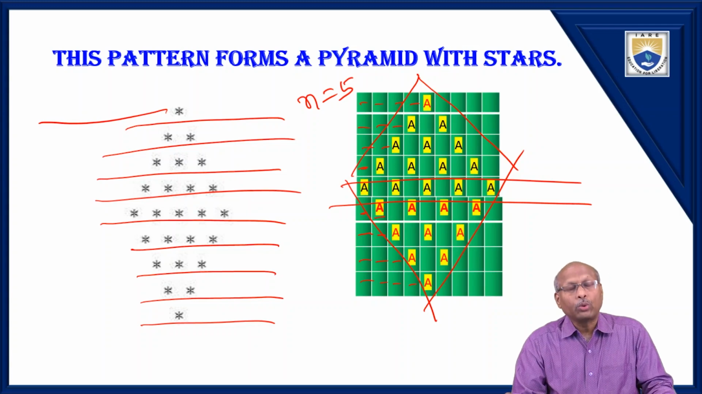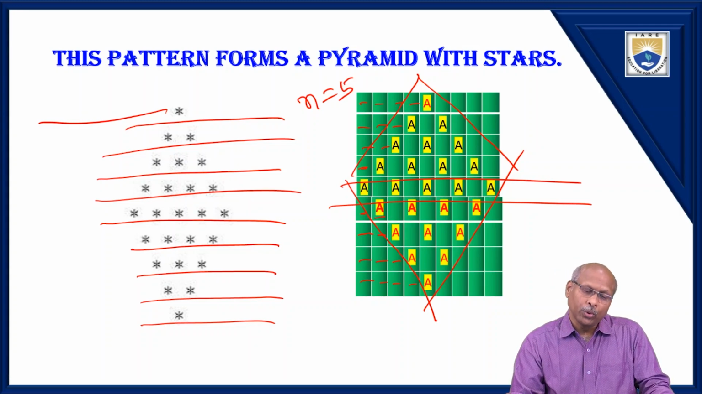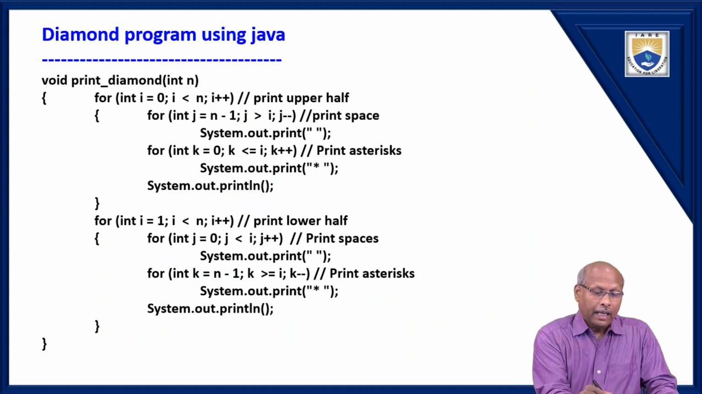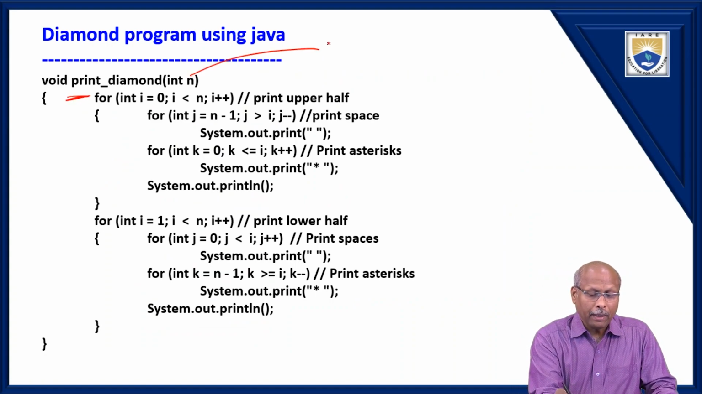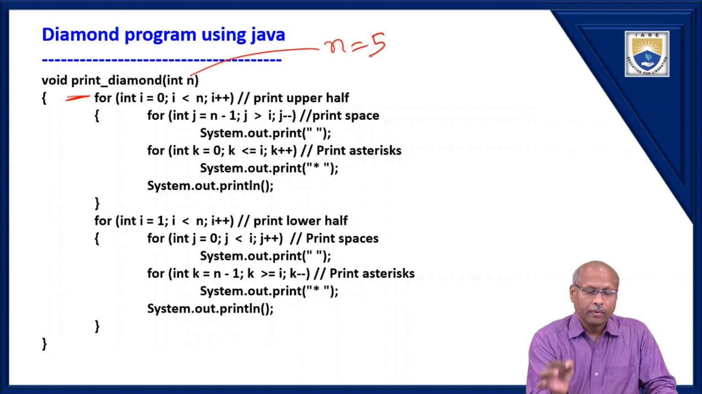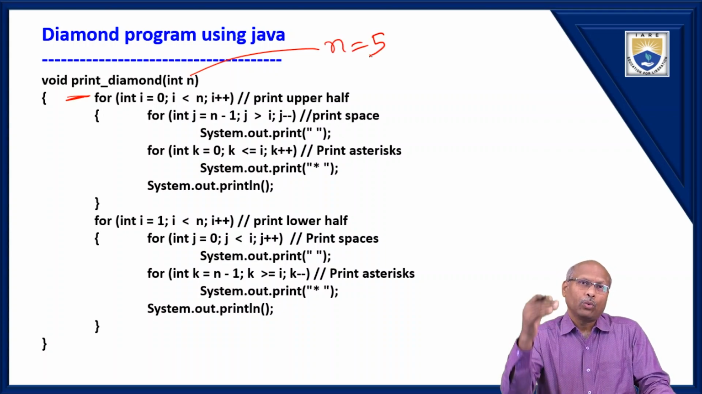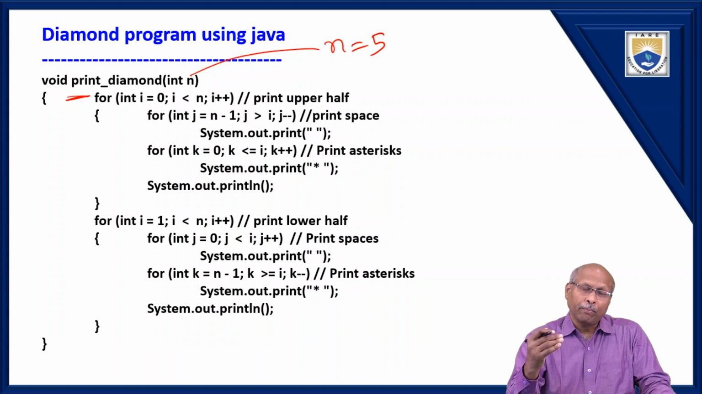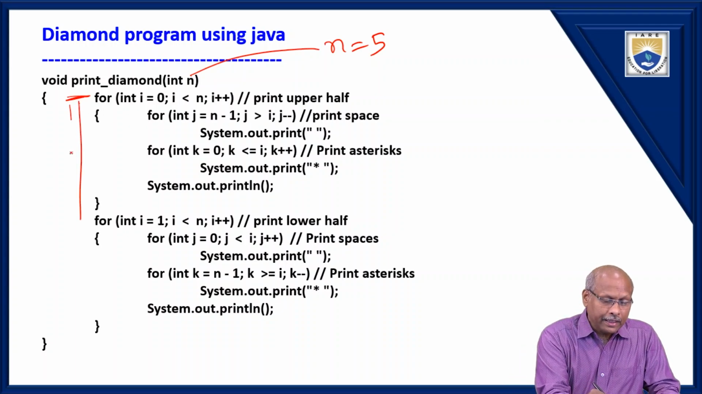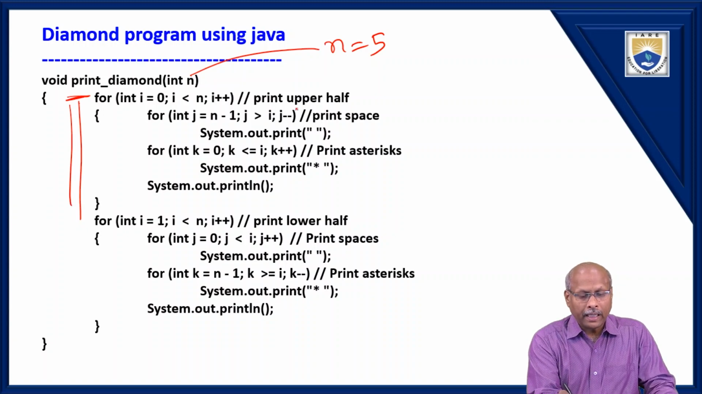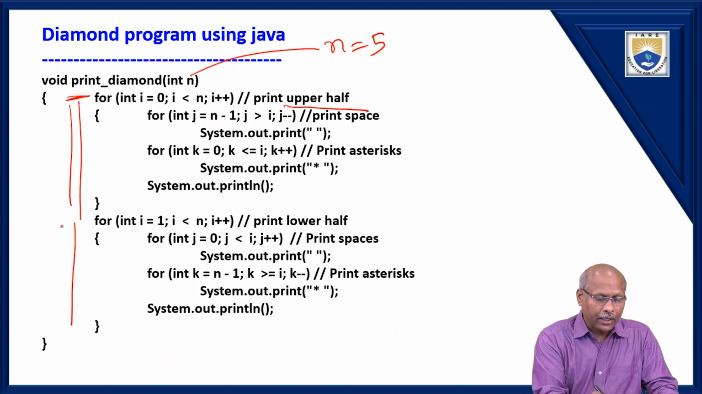Now see how to write a Java program to do this. I wrote a small method called printDiamond, and n is my number of rows. Assume n equals 5, so 5 rows I have to print: 1, 2, 3, 4, 5. Again from the 5th row onwards 4, 3, 2, 1.